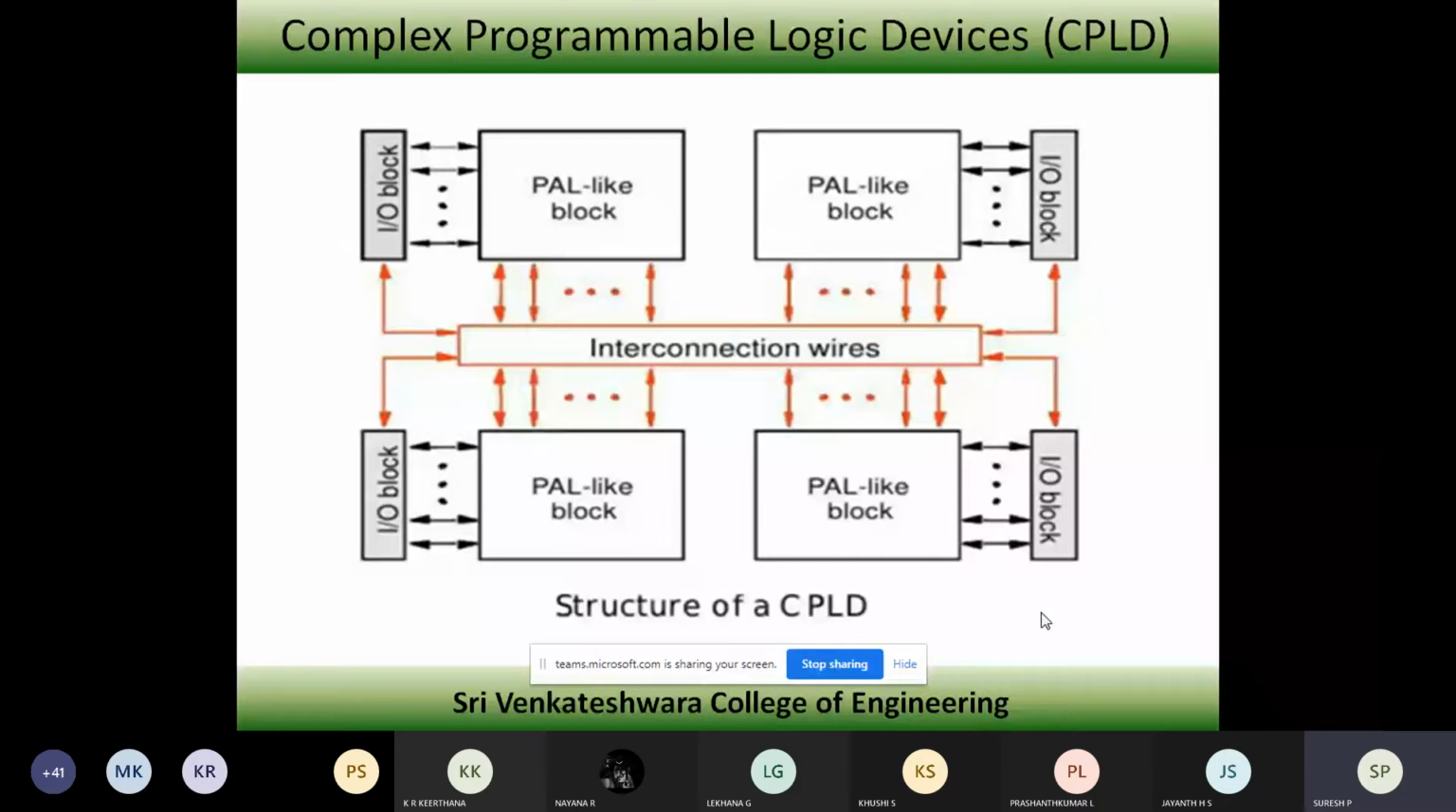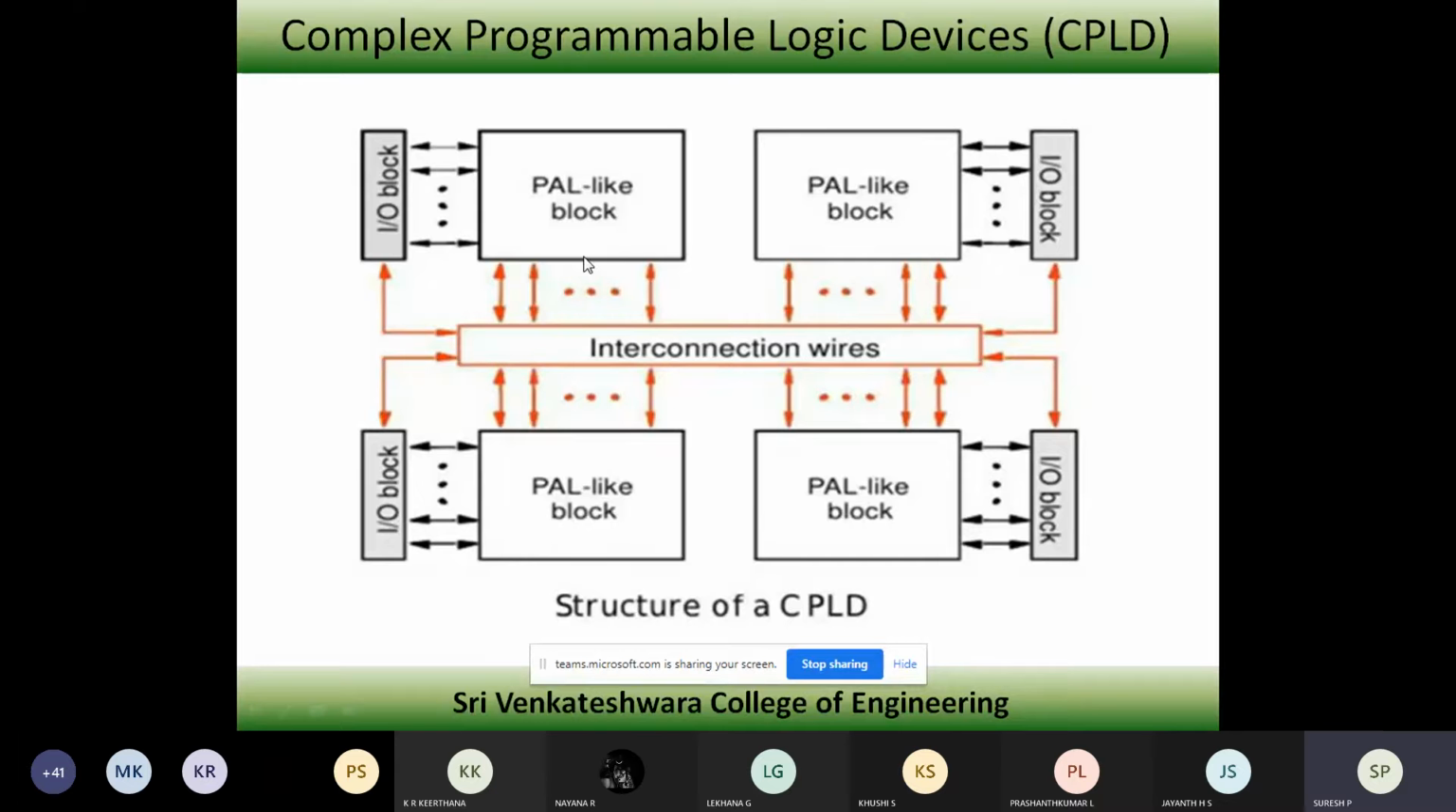This is what they look like. So you can see PAL like blocks. How many blocks are there? 1, 2, 3, 4. This is the simple structure they are giving. It is not that only 4 will be there, because depending upon the number of gates, more PAL like blocks may be there. Because if you want to generate more logic functions, you should have more PALs.